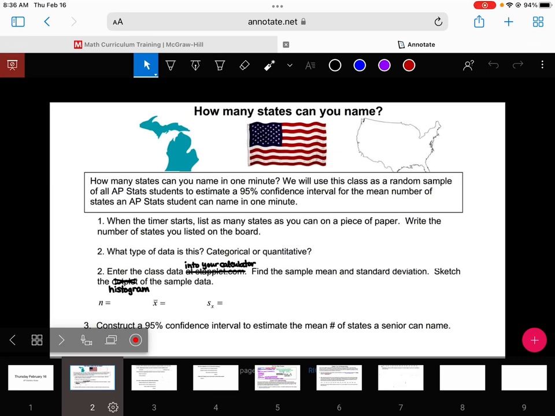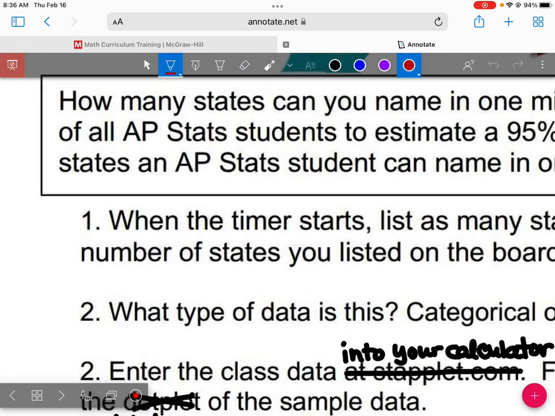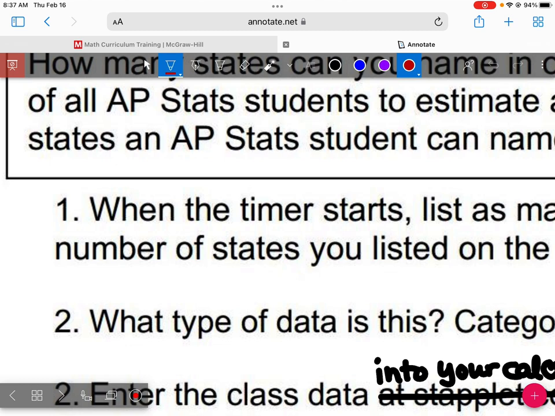Everybody have their count? All right, I'm going to go around the room and ask you for what your number was. And then we're going to take that data and analyze it. Parker, how many did you get? 12. Jimmy? You said 7? Savannah? 10.